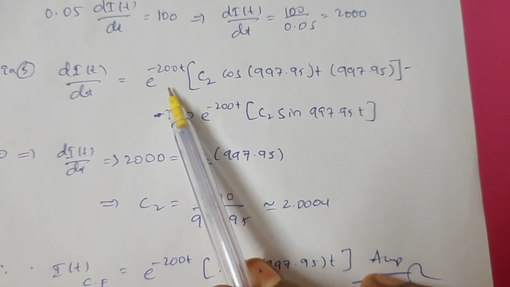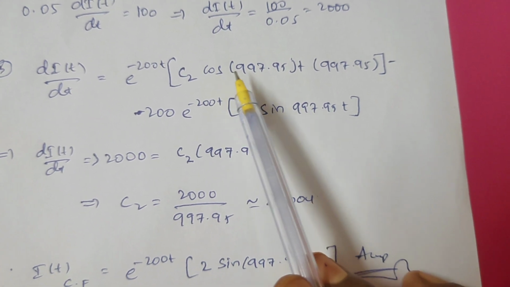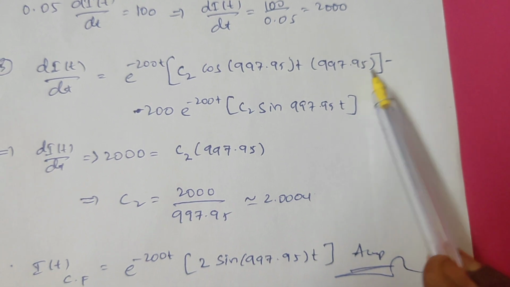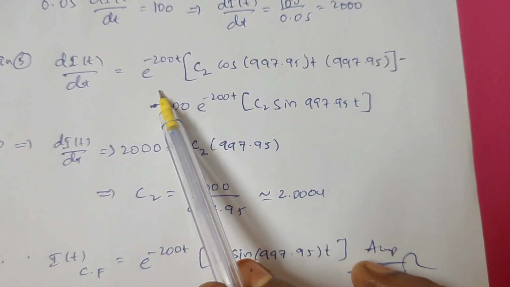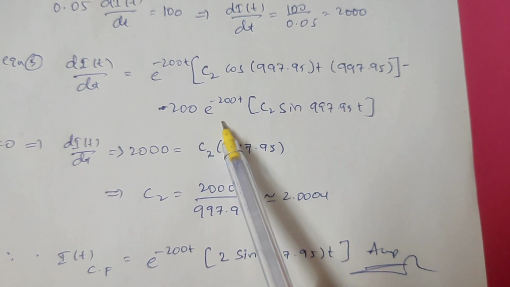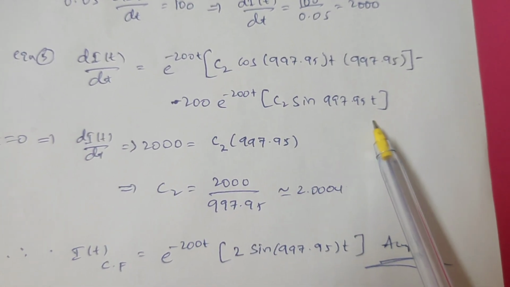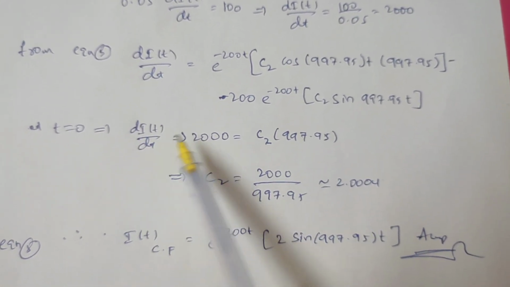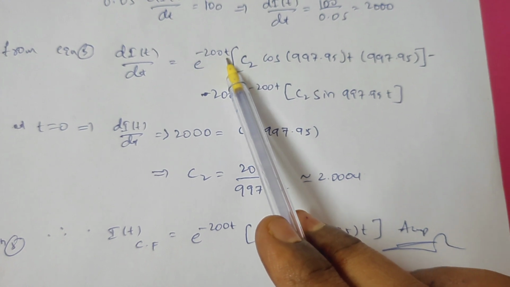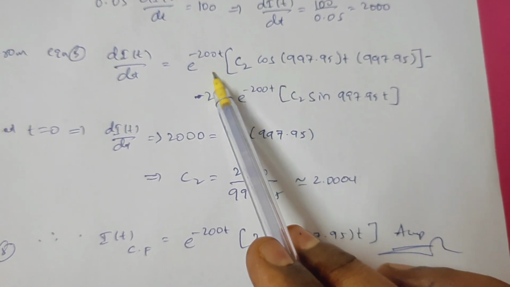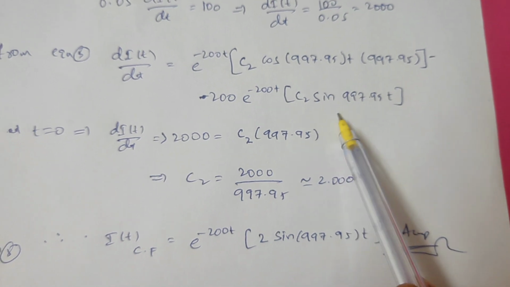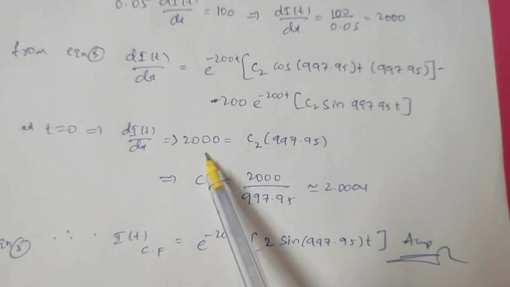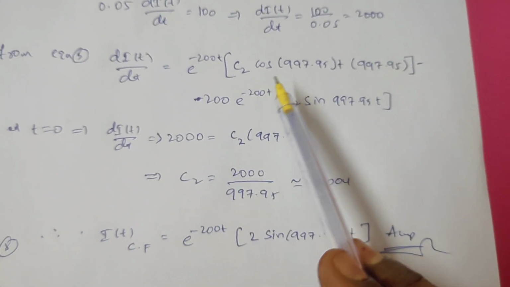So it is e power minus 200t into c2, sine differentiation is cos 997.95t with the coefficient 997.95. Again differentiate the e power minus 200t term, so you will get minus 200 into e power minus 200t, with the sine term as a constant. Again apply the initial conditions at t equal to 0. This value is nothing but 2000. Simply substitute 0 where t is there. So this value is 1, cos 0 is 1, and sin 0 is 0, so that entire term becomes 0.